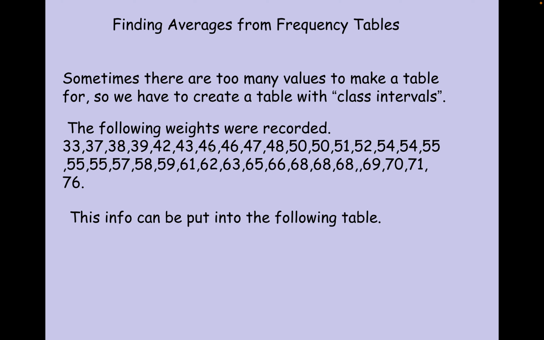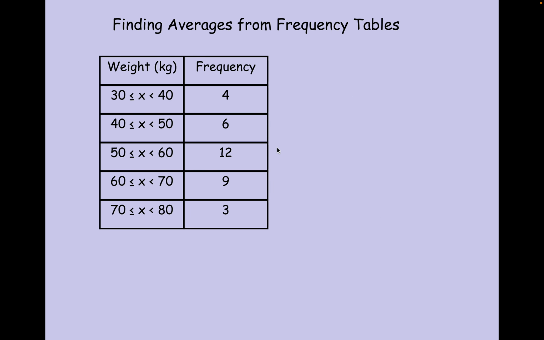There are 6 data in between 40 and 50. So we can actually represent the data in the frequency table with intervals like this. Between 30 and 40, there are 4 data. Between 40 and 50, there are 6 data.